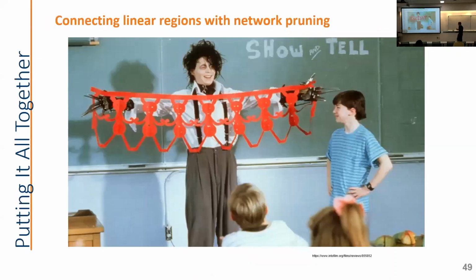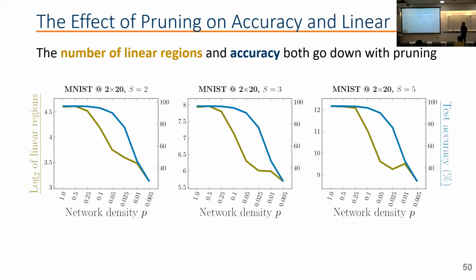And now we are going to put all of these things together and talk about how you can apply this to network pruning. So for some preliminary experiments, we did notice that the number of linear regions and accuracy go side by side when we start pruning the neural network. In these experiments, with reasonably small networks, a little bigger than before, but not much, we just started reducing the density of the network, meaning that the probability of pruning each one of the weights was getting higher and higher.